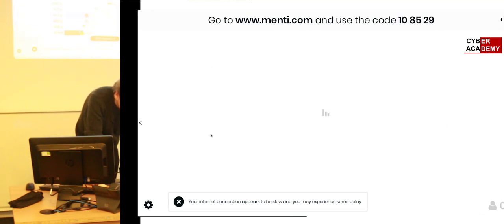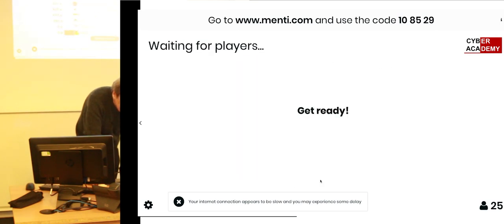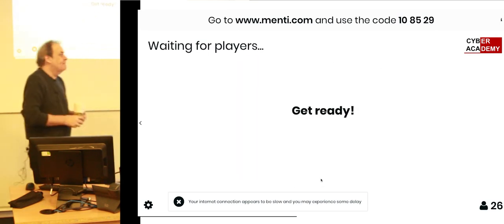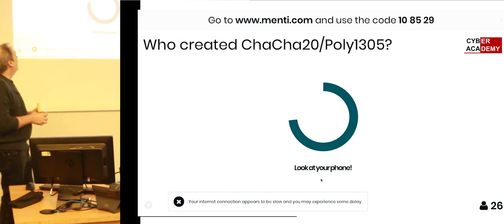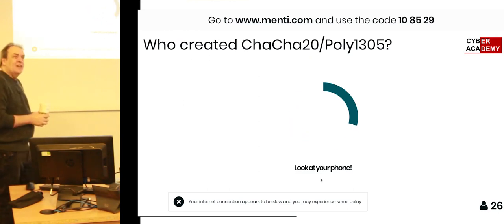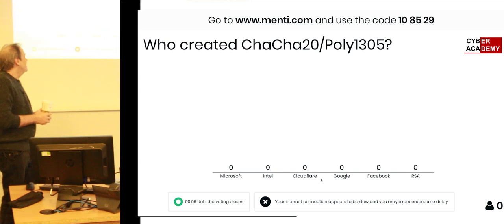Oops, let me do question 3, hopefully. Okay, for this one. Who created Cha-Cha 20? Microsoft, Intel, Cloudflare, Google, Facebook, or RSA?